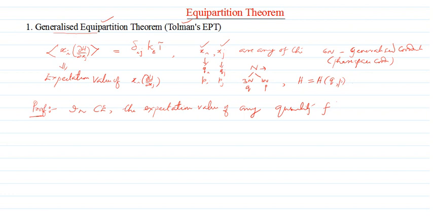So the expectation value or the ensemble average of the quantity F, written for a classical system, is given by the integral of F times e raised to minus beta H dΩ, divided by the integral of e raised to minus beta H dΩ. You know what this e raised to minus beta H is: that actually is the density function rho. This is the expression for the expectation value.